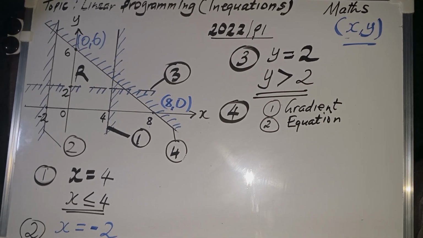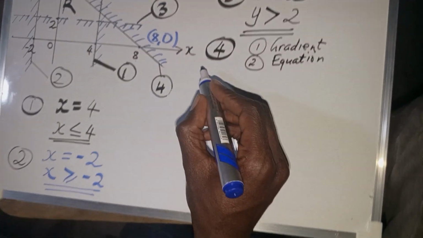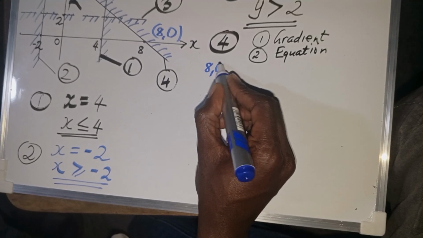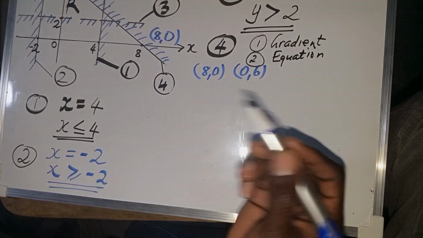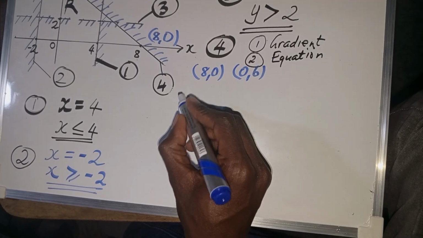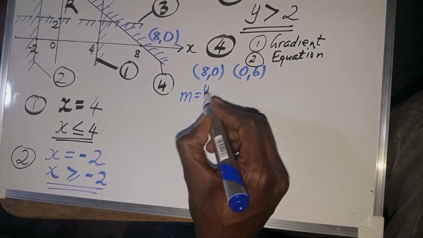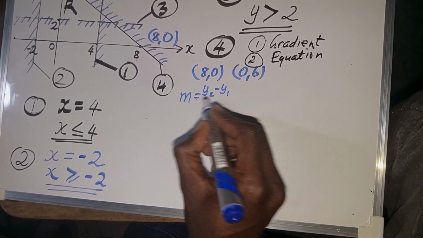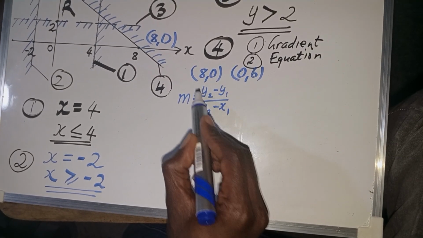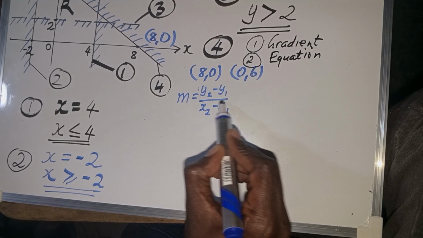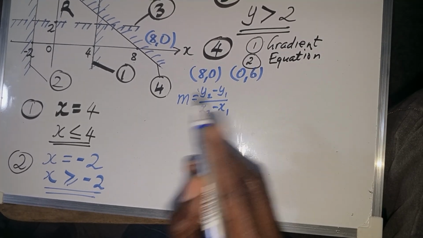So let's try to do that. I'm finding the gradient first of all, using the points (8, 0) and of course (0, 6). Now, remember the gradient formula: gradient is equal to y2 minus y1 over x2 minus x1, the change in y divided by the change in x.